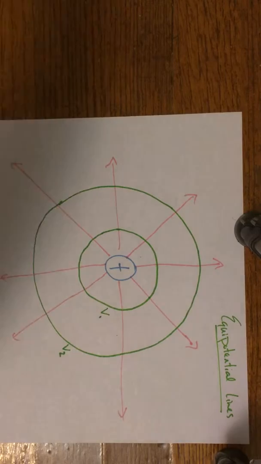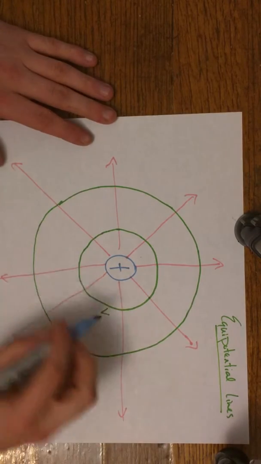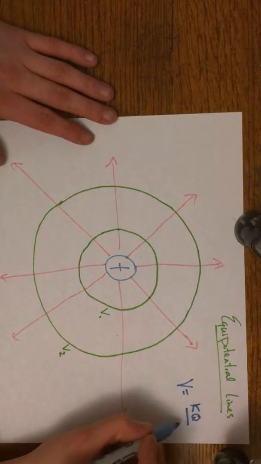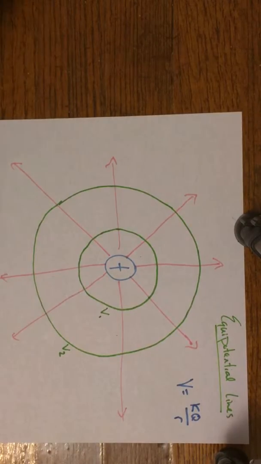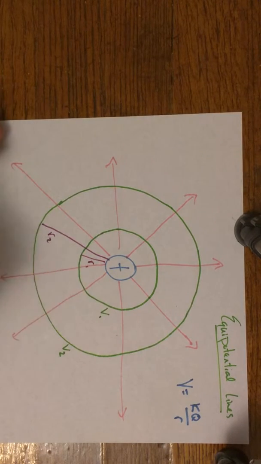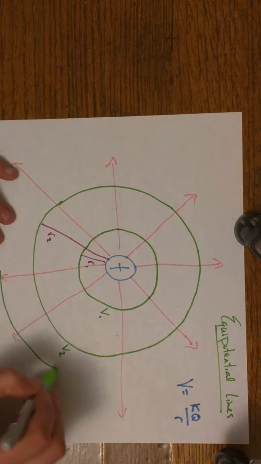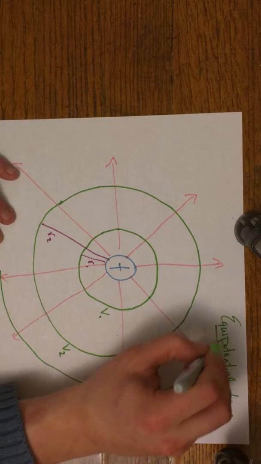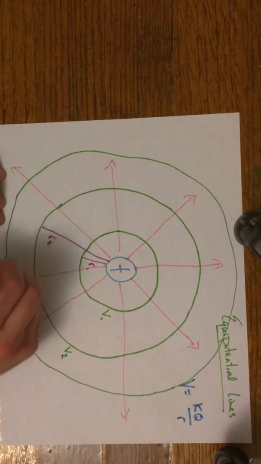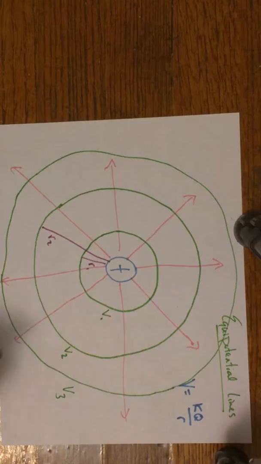Remember, I could write a little note for the potential of point charges, that is kQ over r. All of these points have the same r. So this would be r1, that would be r2. It makes sense that all of these points in this circle have the same potential. Hopefully this makes it. That's V3.